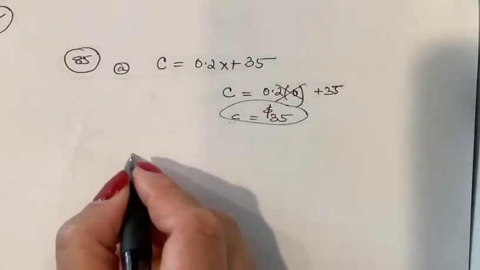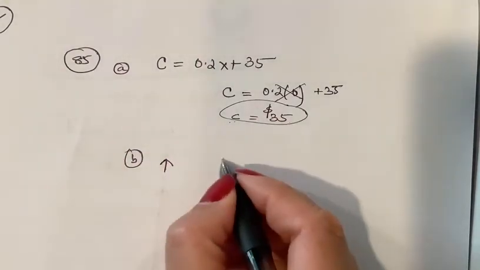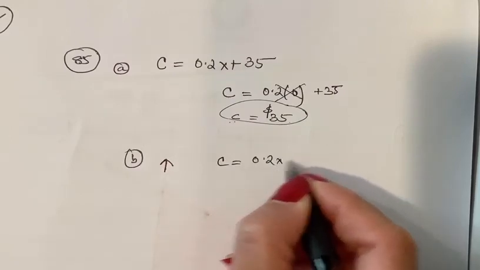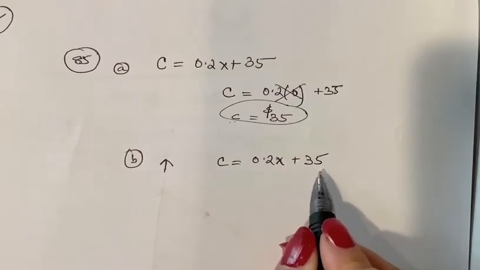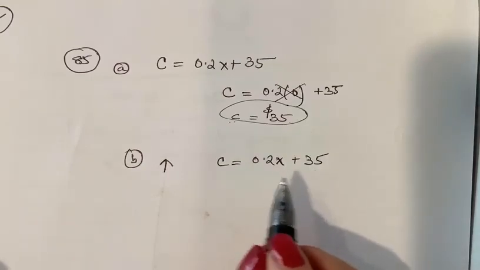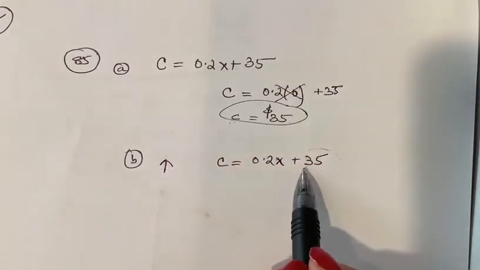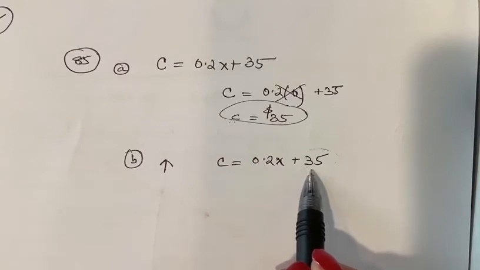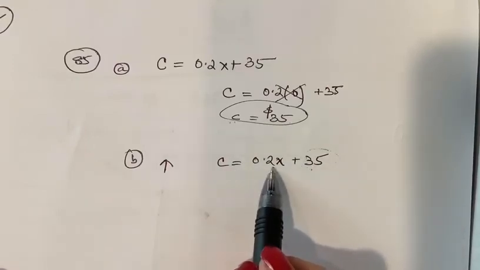Now part B is how much does the cost increase with every additional mile? So C equals to 0.2x plus 35. Now, what is 35? 35 is called the fixed cost. Basically, when you get the car, this is what you're going to pay no matter what. Even if you get the car and have it parked in the driveway, it is going to cost you $35. But for every mile that you go, it is going to be a function of 0.2.